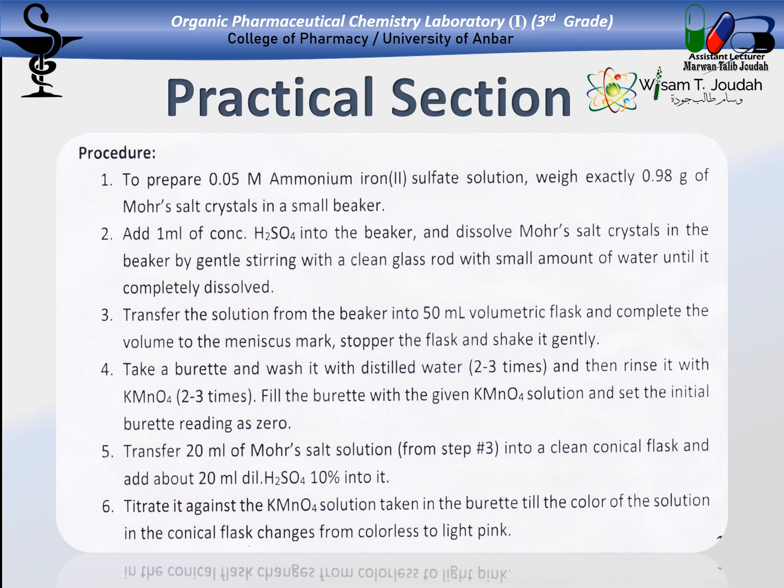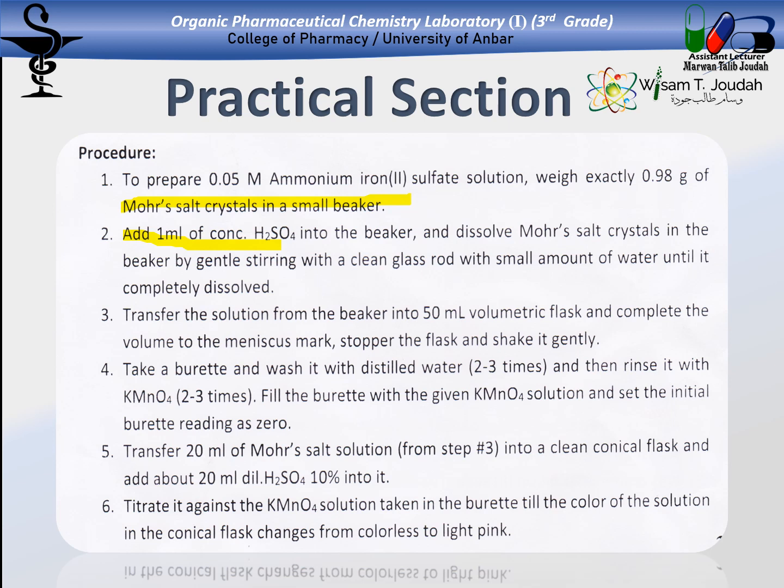To prepare 0.05 M of ammonium iron sulfate solution, which is Mohr salt, we add exactly 0.98 grams of Mohr salt in a small beaker, and then we will be adding 1 ml of concentrated sulfuric acid into the beaker and dissolve the Mohr salt crystals by gently stirring with a clean glass rod with a small amount of water until it completely dissolves, which means that you must get everything dissolved before we move to the next step.